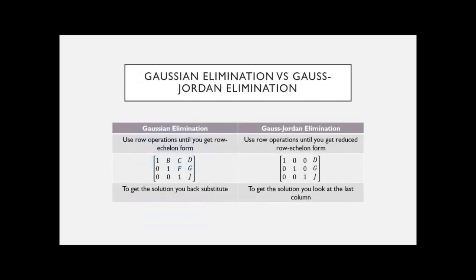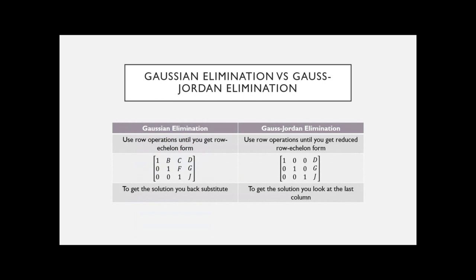So the difference between these two is just literally the name of the process. So Gaussian elimination, which is what I'm going to do today, stops as soon as you have that one in the diagonal. If you go further and get zeros above each one, then you're doing Gauss-Jordan elimination. And so that is more steps to work through a matrix, and you don't do any back substitution because you can literally read your answers off the matrix.